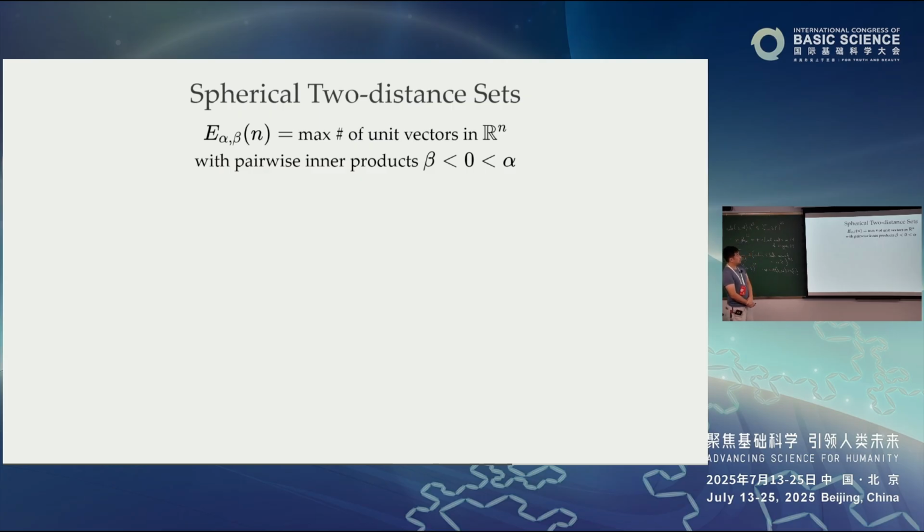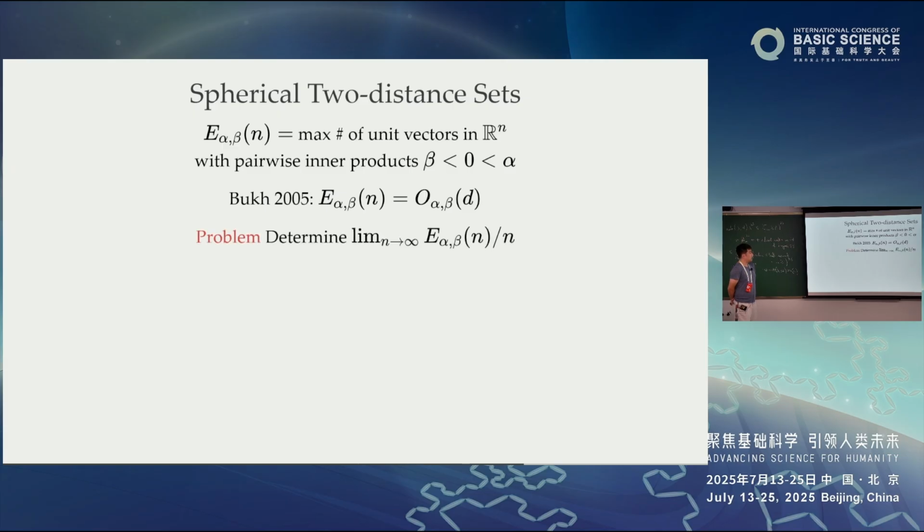So let's take a look at this generalization of the equiangular lines. Again, you have unit vectors. Now the inner products can assume two values, beta and alpha. And Boris Bukh already showed that, again, it's linear once you fix alpha and beta. And you naturally ask, what's the limit as the dimension goes to infinity? What's the asymptotic behavior? Yes, sorry, this is N_{alpha,beta}(d), yes.